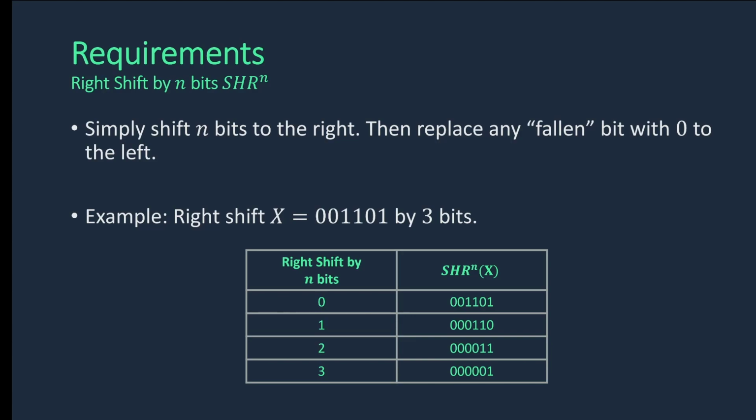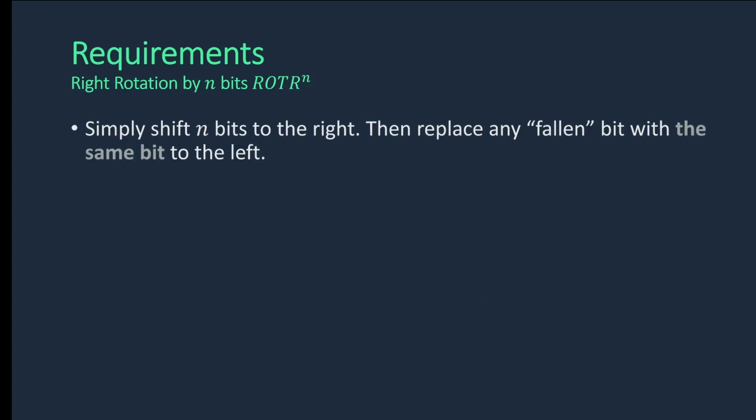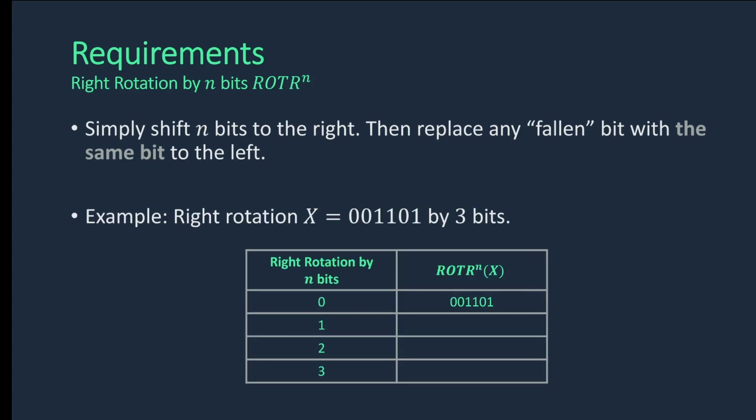The other concept that we need to be familiar with, which is very similar in nature, is right rotation. This time, instead of replacing it with just 0 to the left, we're going to replace the fallen bit with the same bit to the left. So not 0. So if this time we have a 1 to the right and we are replacing it, we're not going to replace it with a 0, but replace it with the same bit. So in that case, if it is 1, then we're going to replace it with a 1 to the left. So let's see an example.